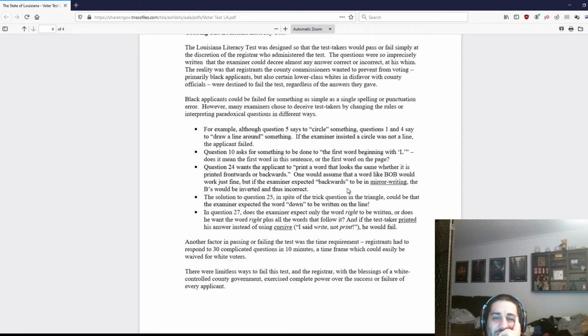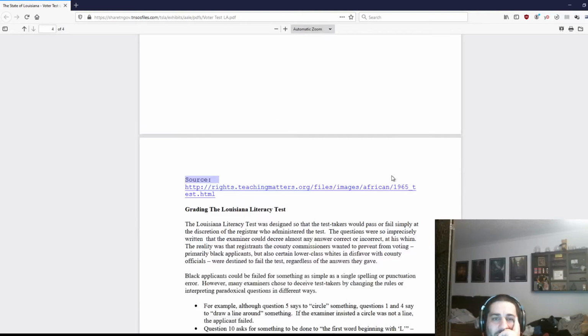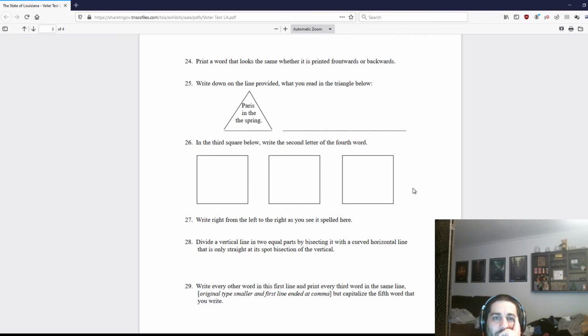The solution to question 25, in spite of its trick question in the triangle, could be that the examiner expected the word "down" to be written on the line. Yeah. Write down. Oh, write "down" on the line provided. So you can just put down here.